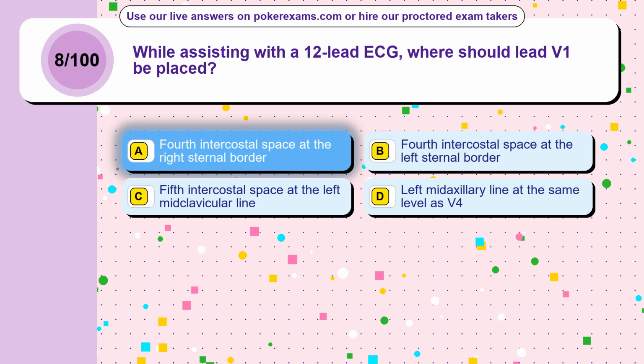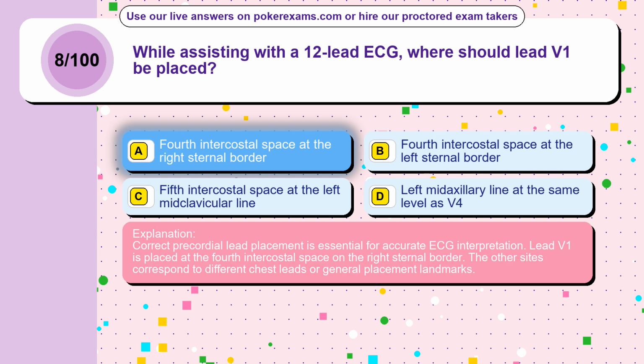Fourth intercostal space at the right sternal border. Correct precordial lead placement is essential for accurate ECG interpretation. Lead V1 is placed at the fourth intercostal space on the right sternal border. The other sites correspond to different chest leads or general placement landmarks.